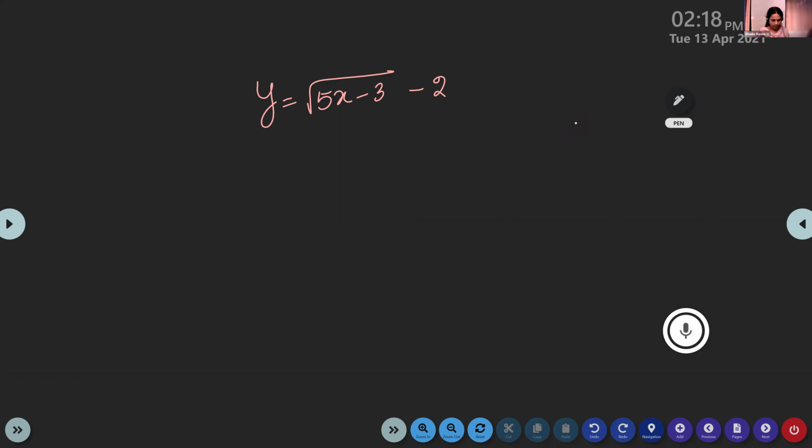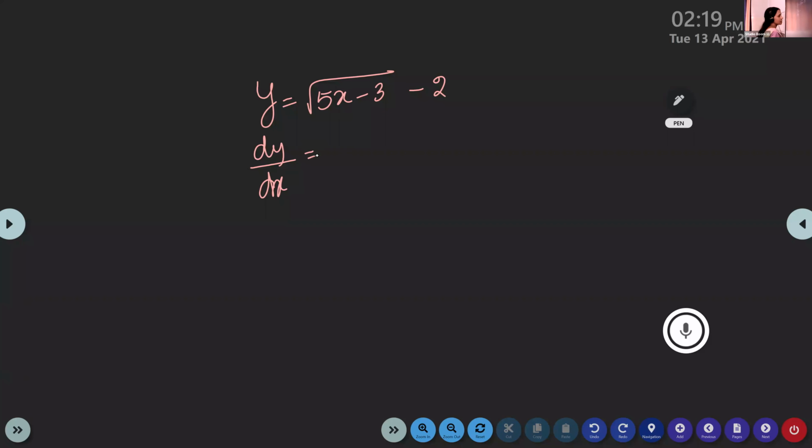Find the equation of the tangent to the curve y is equal to root of 5x minus 3 minus 2, which is parallel to the line 4x minus 2y plus 3 is equal to 0. So y is given like this. I'm going to find out the slope. The word parallel is given. This tangent is parallel to this line, so slopes are equal. In order to find the slope, we are going to find dy by dx.